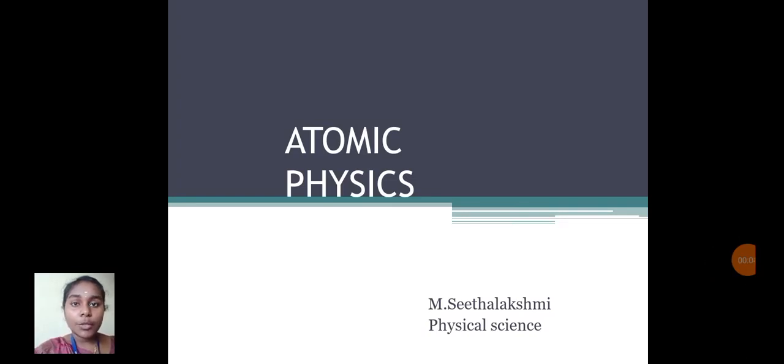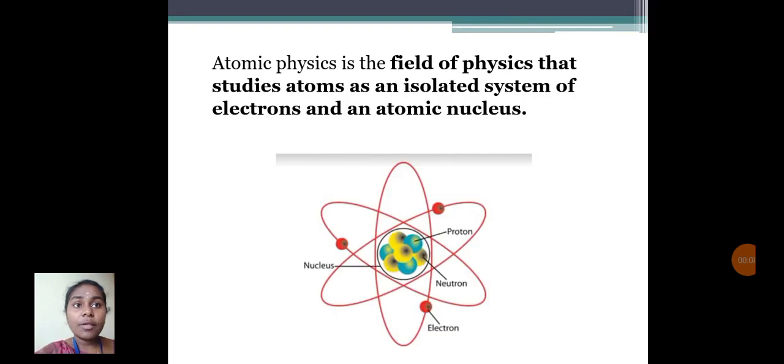Today we are going to study a new topic in atomic physics. Atomic physics is a field of physics that studies the atom as an isolated system of electrons and an atomic nucleus. See the picture for the nucleus with protons and neutrons, and then the electrons.